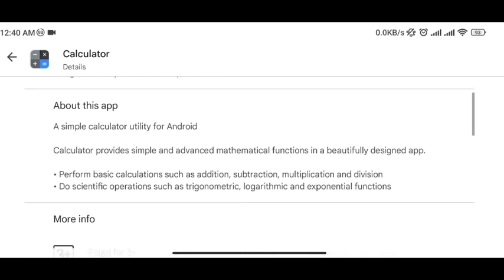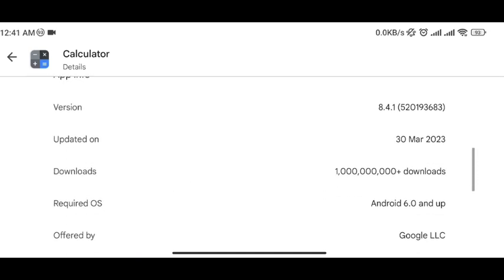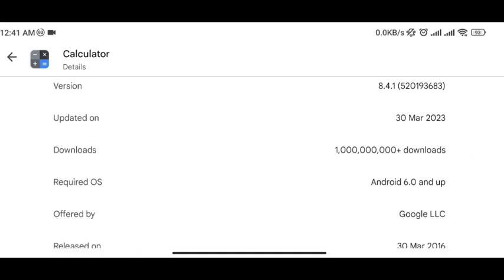A simple calculator utility for Android. Calculator provides simple and advanced mathematical functions in a beautifully designed app. Perform basic calculations such as addition, subtraction, multiplication and division. Do scientific operations such as trigonometric, logarithm and exponential functions. This is the feature of this calculator.